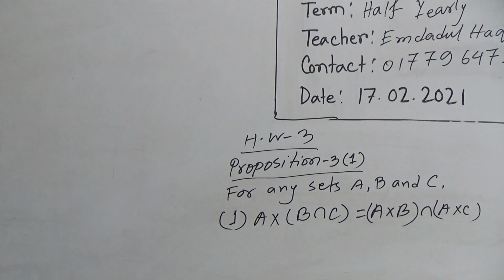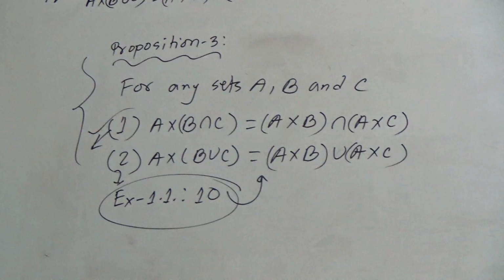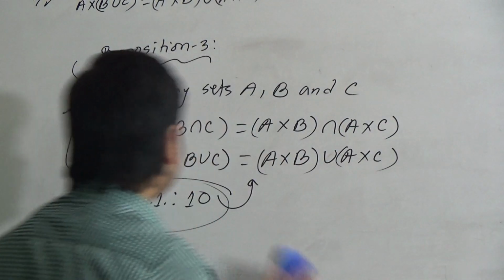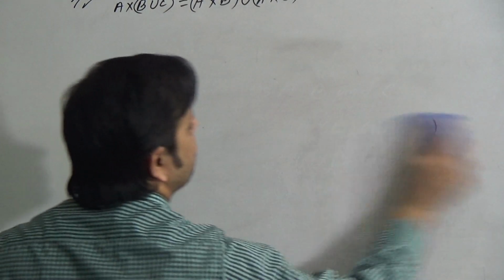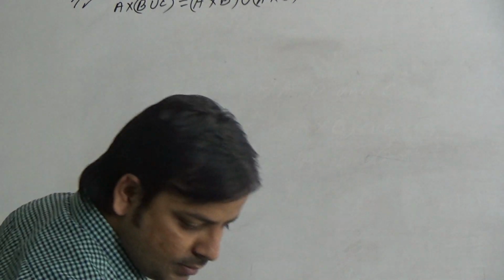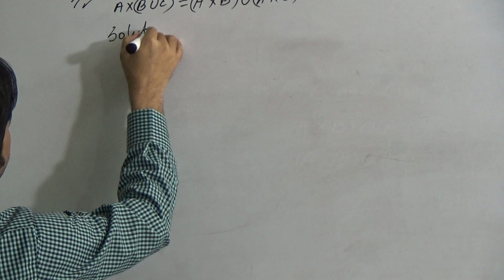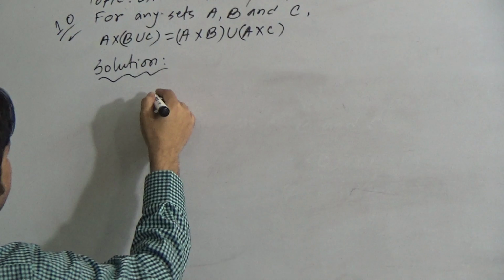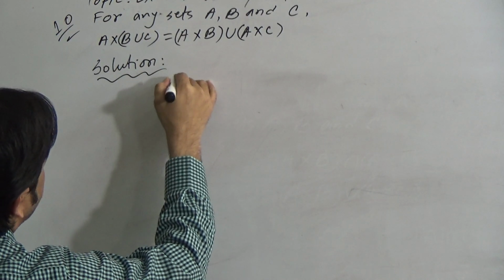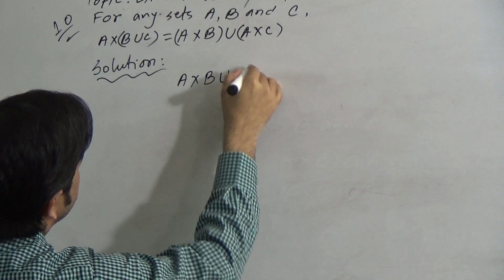Okay dear students, but now I will show the proof of the second one. It means question 10, the second statement of proposition 3. Now, solution. Students, what is given on the left hand side? The left hand side is A cross B union C.